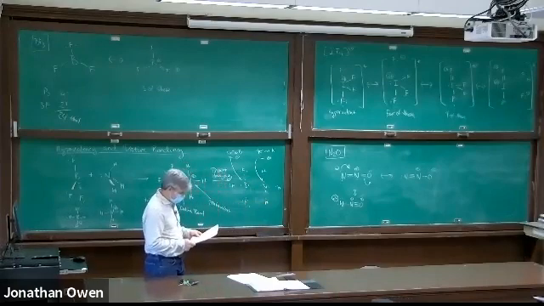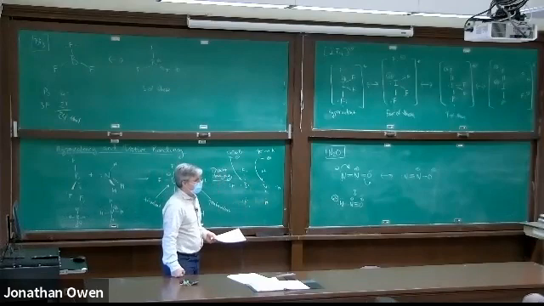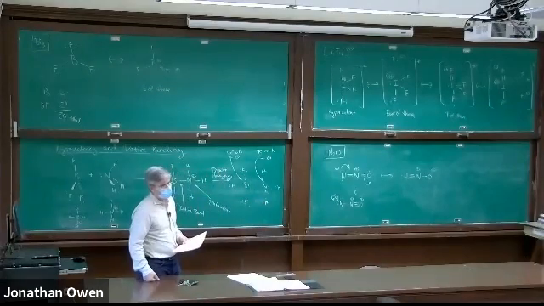VSEPR is a way to predict shape, and it's great. It really works. But it is also basically sort of like a hokey rule of thumb. Okay? It's like somebody created a system of rules to help you predict shape that has nothing to do with the origins of why they work.